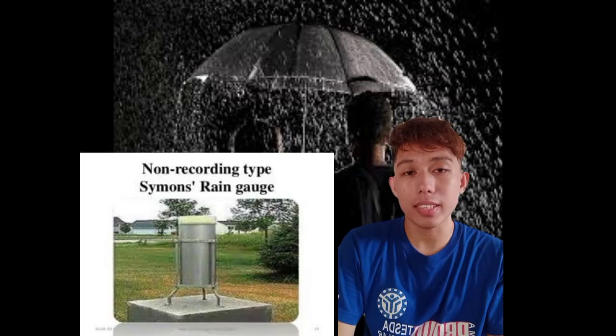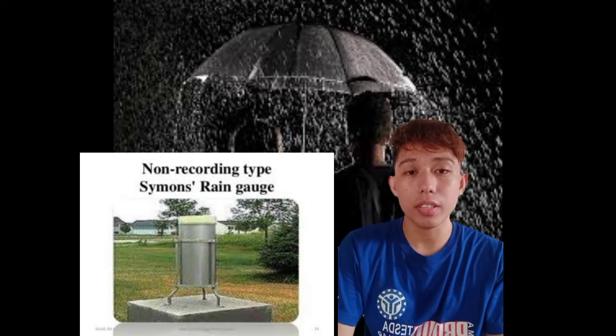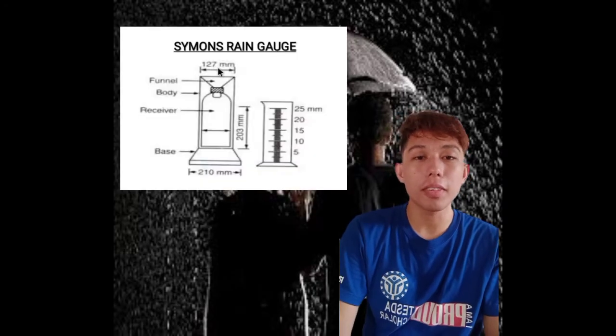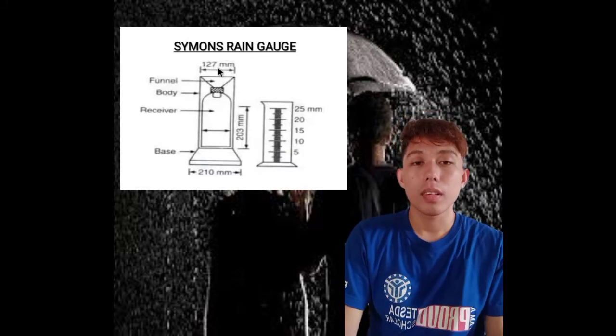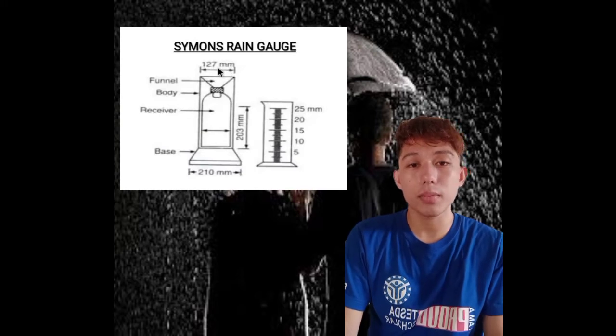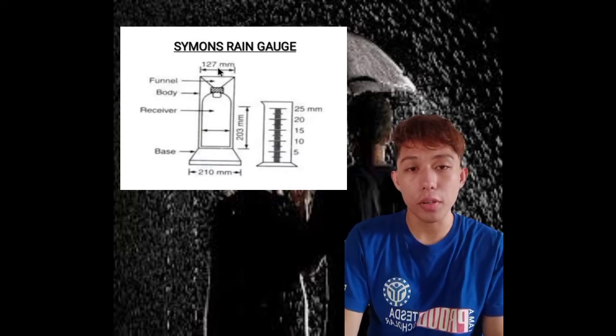Number 1 example is a Simon's rain gauge. It's the most common type of non-recording rain gauge. The collector is used above the funnel leading into the receiving vessel. The rainfall collected in the vessel is measured by a graduated measuring cylinder or dipstick to give a depth of rainfall. This type of rain gauge gives the amount of rainfall only.